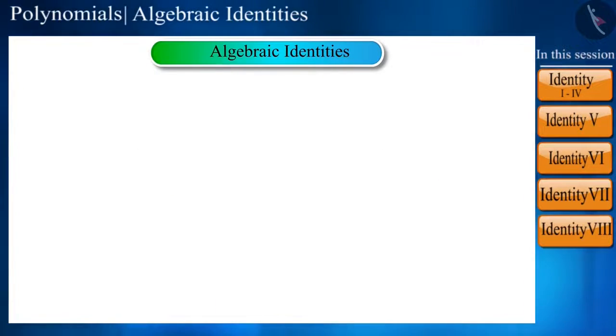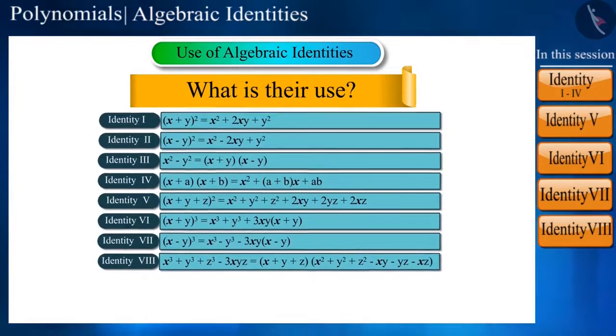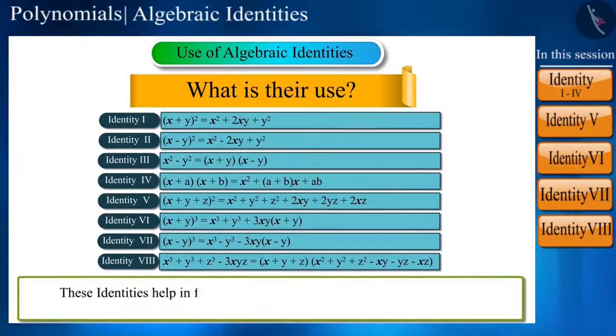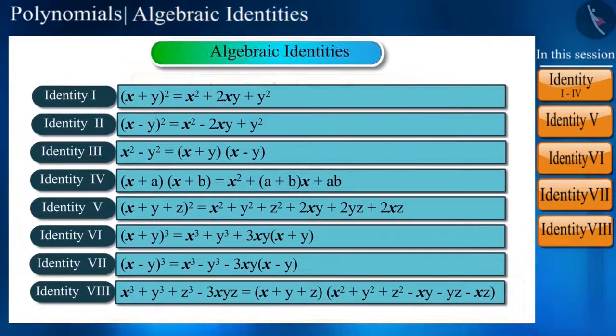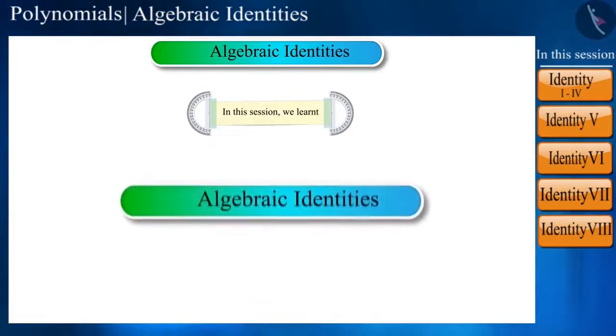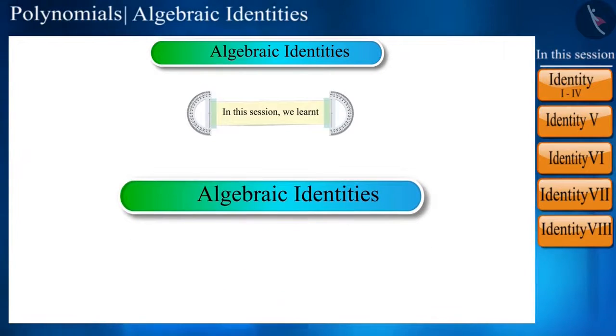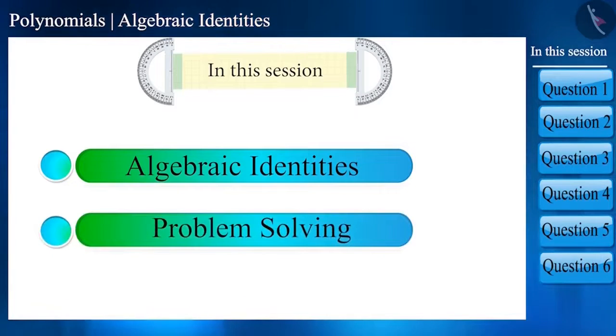Friends, can you tell us why we use identities in the study of polynomials? These identities help in finding the factors and multiples of algebraic expressions. And we will see similar examples in the next video. So what did we learn in today's session? We learned about algebraic identities. And now we will solve some questions based on algebraic identities.